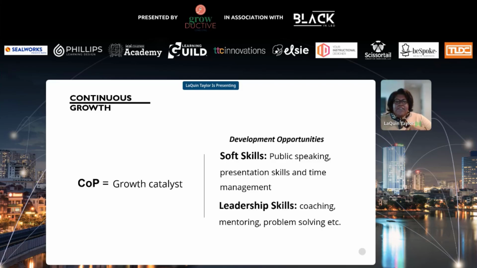In addition to the development of soft skills, there's also an opportunity for leadership skills. Things such as coaching and mentoring. The skills and experience levels you will find in your COPs will vary. And so this will create formal and informal opportunities for coaching and mentoring. It is also important that we make sure that we are creating an environment within the group where the members are encouraged and they feel comfortable asking questions and sharing and networking.